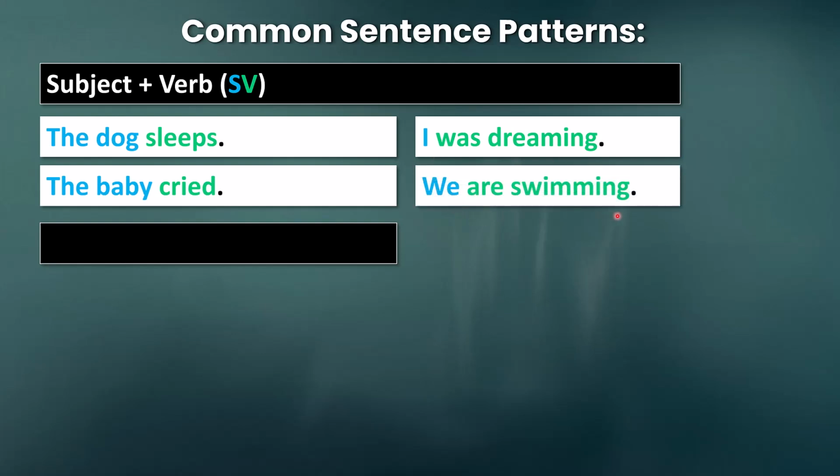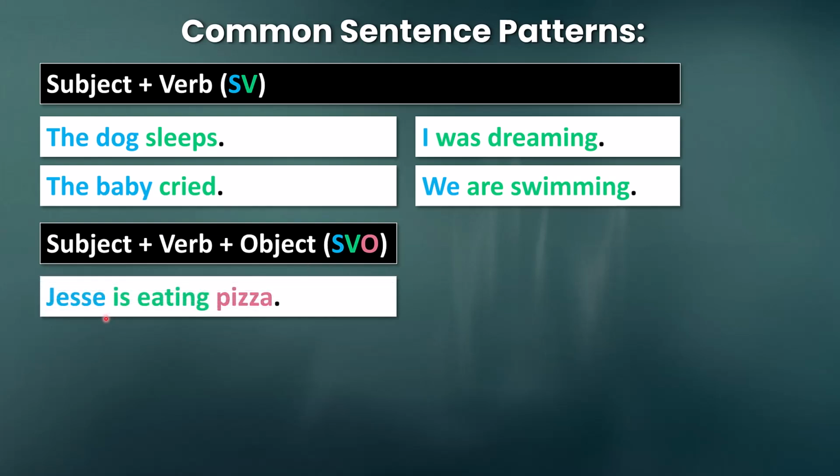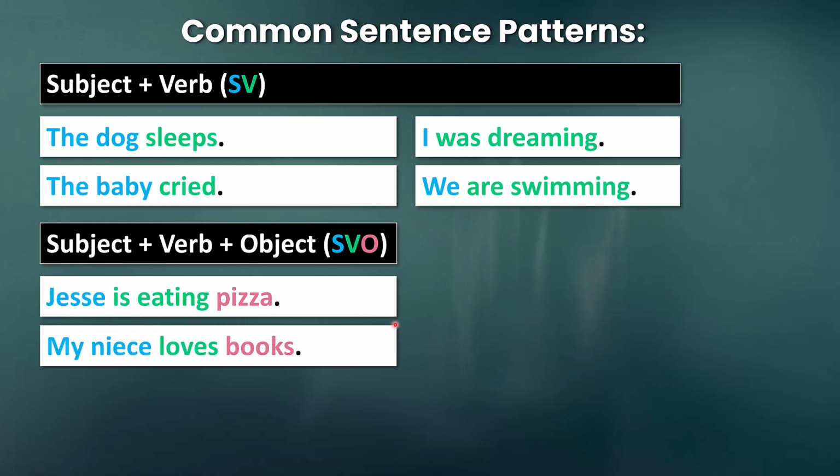We are swimming. Another common sentence pattern is subject plus verb plus object. This is probably the most common sentence pattern. Jessie is eating pizza. My niece loves books. So the subject performs the action and the object receives the action.